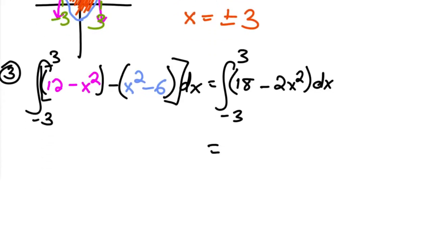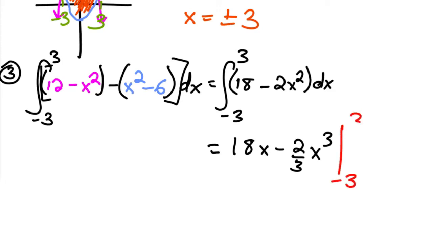And this is equal to 18x minus 2/3 x cubed, evaluated from negative 3 to 3. And when I plug all that in, I get 18 times 3 minus, let me just plug that in. So 3 cubed is 27, times 2 is 54 thirds.